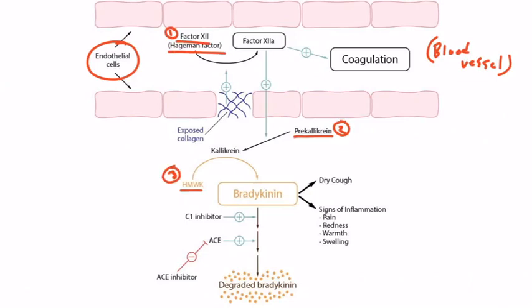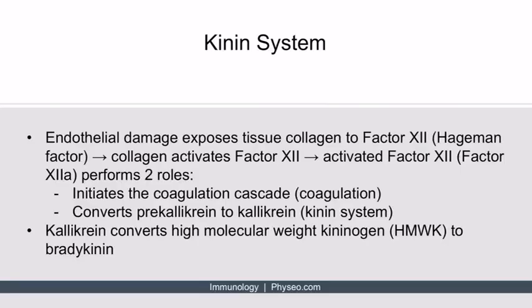So it's these 3 substances that will get acted on during acute inflammation and lead to a cascade of events which we describe as the kinin system. So here's how the kinin system starts. There's endothelial damage, and this exposes tissue collagen to factor 12. And again, another name for factor 12 is Hageman factor.